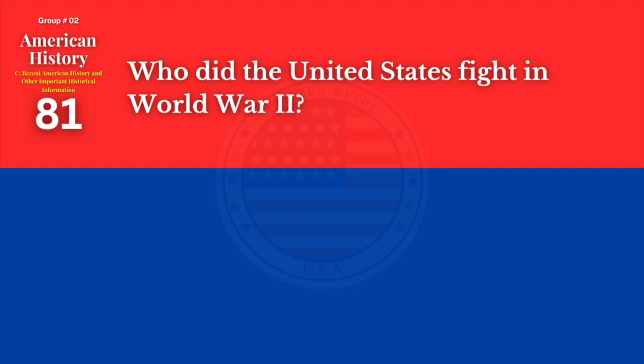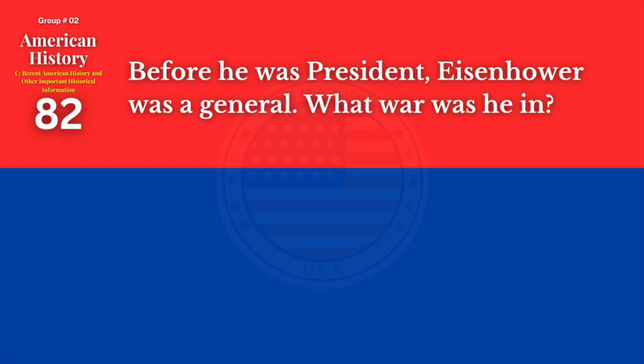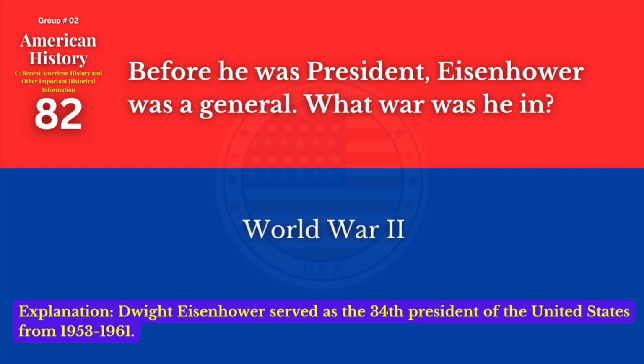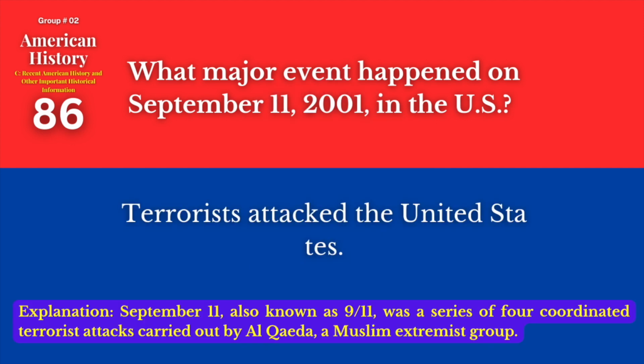Who did the United States fight in World War II? Japan, Germany, and Italy. Before he was president, Eisenhower was a general. What war was he in? World War II. What major event happened on September 11, 2001, in the U.S.? Terrorists attacked the United States.